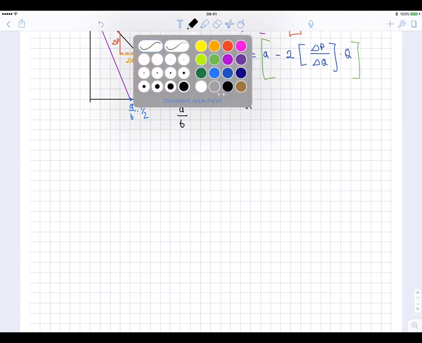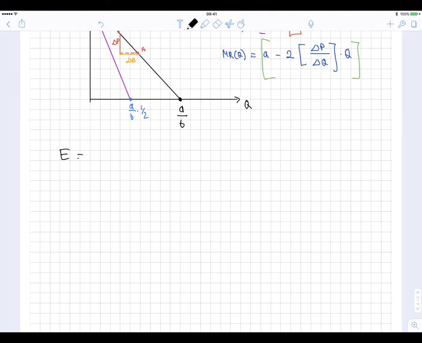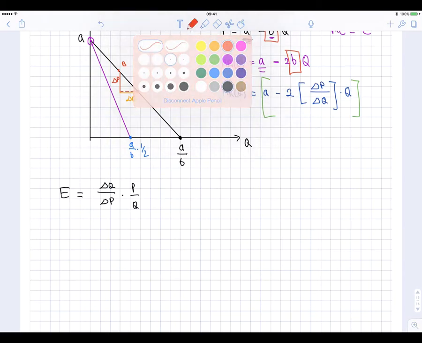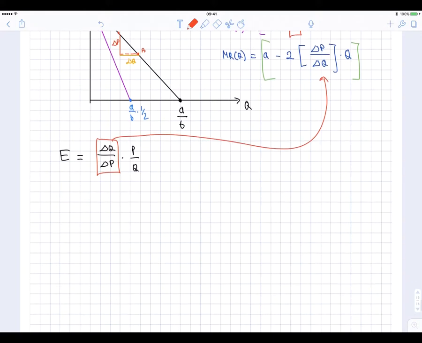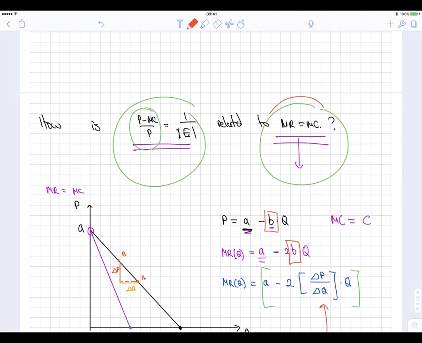Anyone can tell me what is the elasticity formula? If you don't remember this, look at the video on elasticity. I do a very slow derivation of what elasticity is. But this elasticity is going to be delta Q over delta P times P over Q. Well, you're starting to see the similarities, because this bit here is starting to look like this bit here. Okay? Now, how can you convince yourself that this bit here is the same as this bit here?